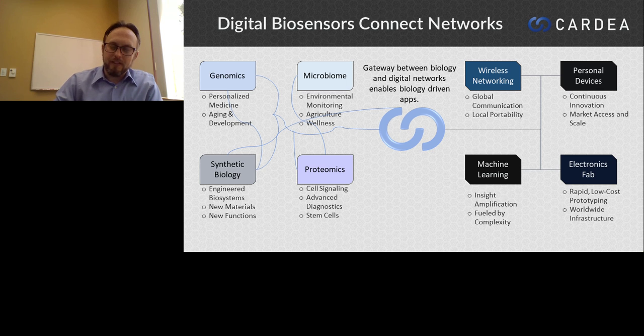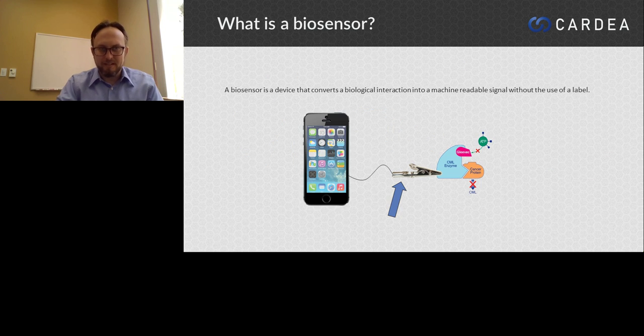So if we're working on the gateway in between the biological networks and the digital networks, what is that gateway? That is a digital biosensor. So what is a biosensor? There's an easy definition for a biosensor. It's simply a device that converts a biological interaction into a machine-readable signal. Now, typically, this is done without the use of extra reagents like a label, generally.